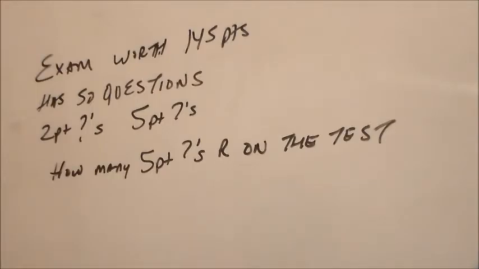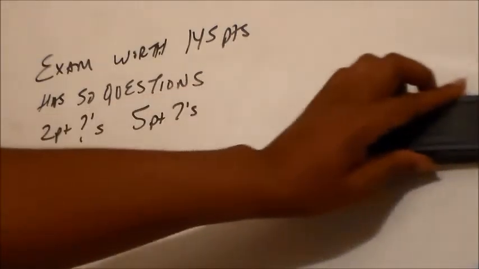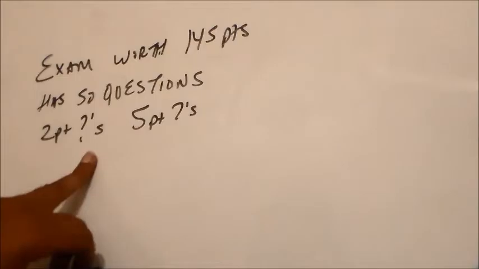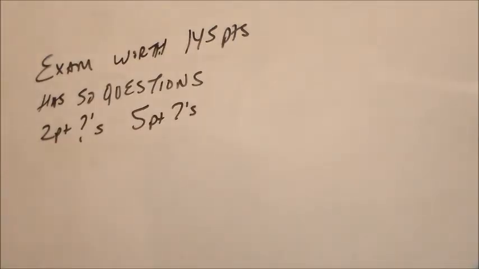All right, I paraphrase this, but the whole paragraph reads, an exam worth 145 points contains 50 questions. Some of the questions are worth 2 points and some are worth 5 points. So the whole exam is worth 145 points. We have 50 questions in this exam or test, and it's comprised of 2-point and 5-point questions. So we basically want to know how many 2-point questions are on the test. I don't know why I just specifically zoned in on the 5, but my bad. How many 2-point questions are on the test and how many 5-point questions are on the test.